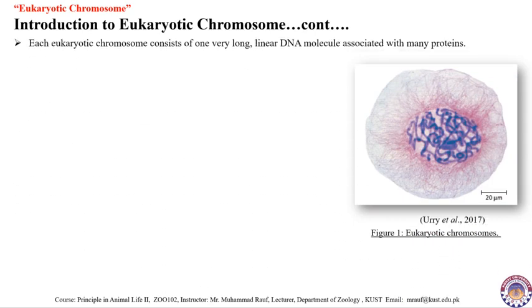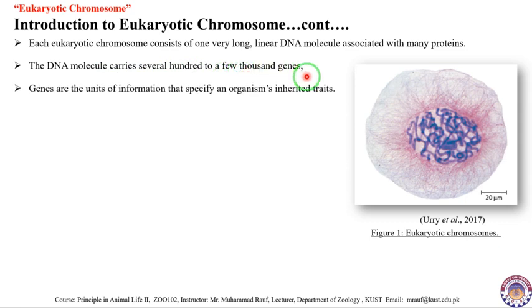Each eukaryotic chromosome consists of a very long linear DNA molecule associated with proteins. The DNA molecule carries several hundred to a few thousand genes. Now, genes are the functional units of DNA. Genes control different traits. They are responsible for the synthesis of enzymes, for the synthesis of proteins, and some genes regulate other genes. So the number of genes in an organism is a characteristic of each species. For example, humans have 25,000 genes, bacteria have 3,000 genes. So it is something which is related with the structural complexity of the organism.